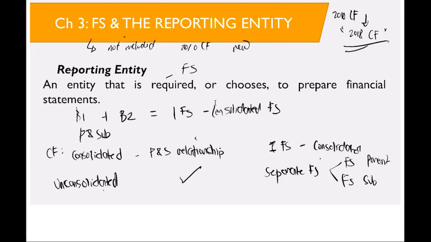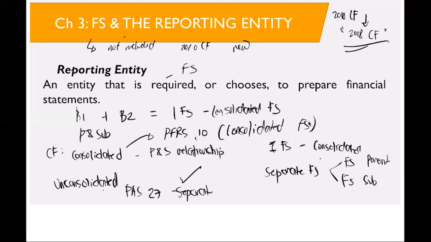Your consolidated financial statements are governed under PFRS 10. PFRS 10 is for your consolidated financial statement. How about your unconsolidated? Your unconsolidated is accounted for under PAS 27, known as your separate financial statements. So what is the difference between consolidated and unconsolidated?